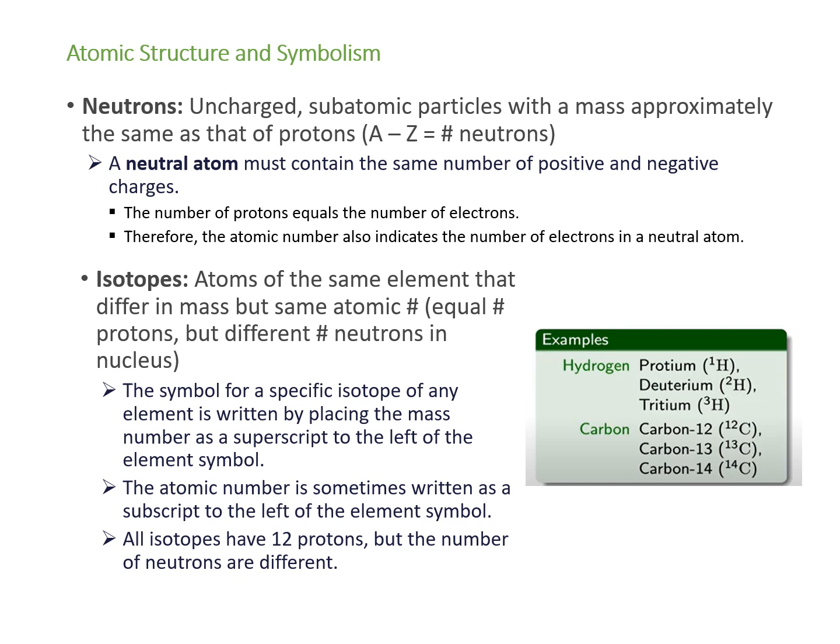Now, isotopes are atoms of the same element that differ in mass, but they have the same atomic number. So they have an equal number of protons, but there are variations in the number of neutrons, the neutrons that are in the nucleus. The symbols for specific isotopes of any element are written by placing the mass number as a superscript to the left of the element instead of to the right. And the atomic number is sometimes written as a subscript. So you can see this written a couple of different ways. But all isotopes have 12 protons, while the number of neutrons can be different.